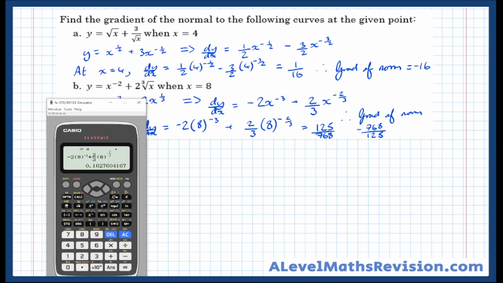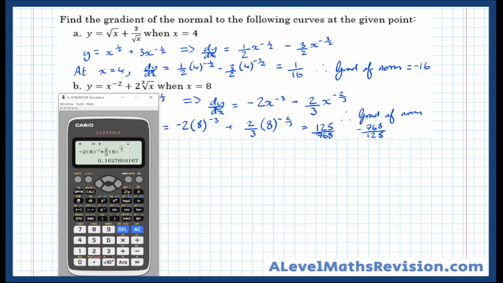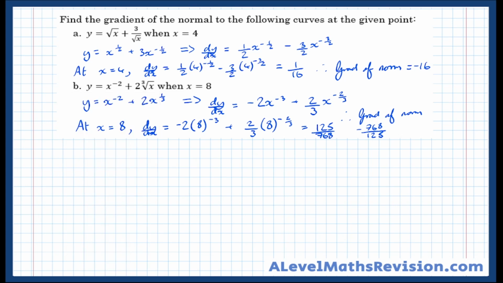Now let's try and differentiate this function numerically using that function just above, just below the menu setup button. So d/dx of x to the power of minus 2 plus 2 cube root of x, at x equals 8, and indeed I get the same answer as I did before, so it will be the negative reciprocal of that, which is minus 768 over 125. So now let's move on.